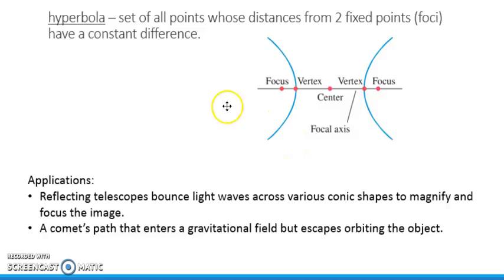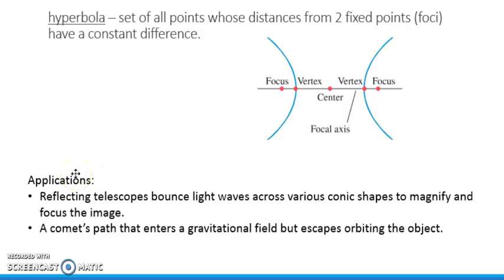What causes this is that now we're not looking at the set of all points whose distances from two fixed points have a constant sum. That's what the ellipse did. The sum of the two lengths added up to the same value. Now it's the difference of the two distances that is the same value.